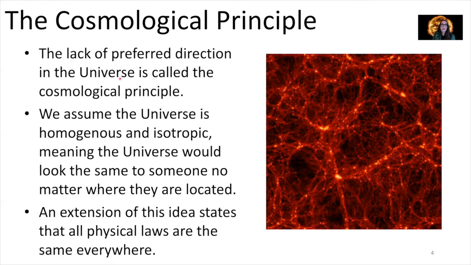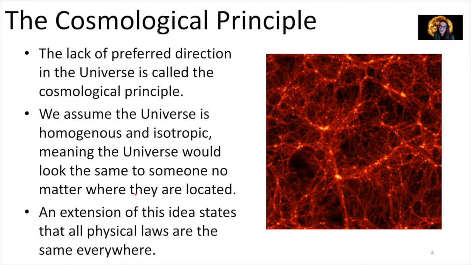Okay, the Cosmological Principle, in its true definition, says that there's a lack of preferred direction in the universe. We assume that our universe is homogeneous and isotropic. Homogeneous means it's the same everywhere. Isotropic means that in whatever direction you look, it's going to be the same. So the universe will look the same to someone no matter where they are located.